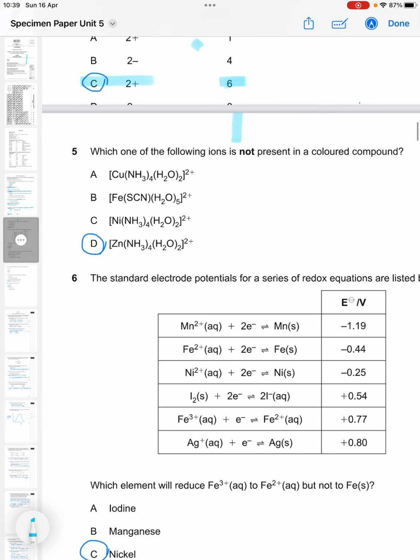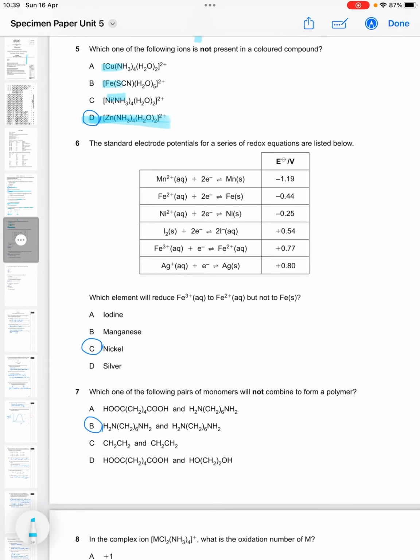Right, which one of the following is not present in a coloured compound? Or the following ions. So we've got here copper, iron, nickel. We know they're all transition metals. They're all going to be coloured. And zinc is the weird one because although it's in the transition block, it doesn't behave like a transition metal. Okay, so the answer is D.